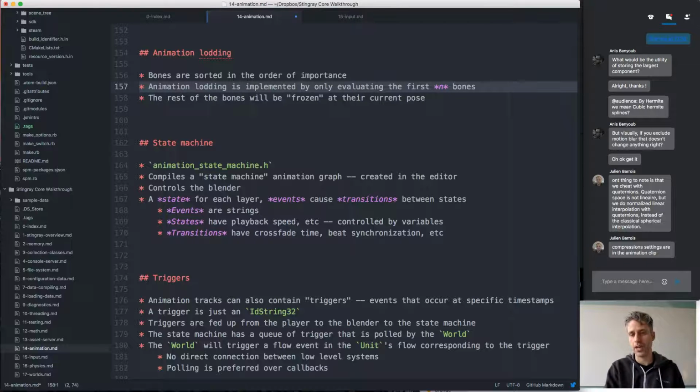If the character is really far away, maybe we just evaluate the root bone, and if it gets a little bit closer, we evaluate the femur and the spine and stuff like that. If it gets really close, then we start evaluating the fingers. And when we do this, the rest of the bones, the ones that are not animated, will be frozen in their current pose, whatever that is.